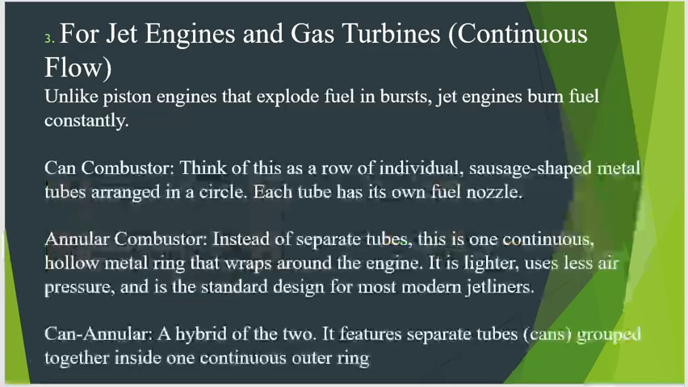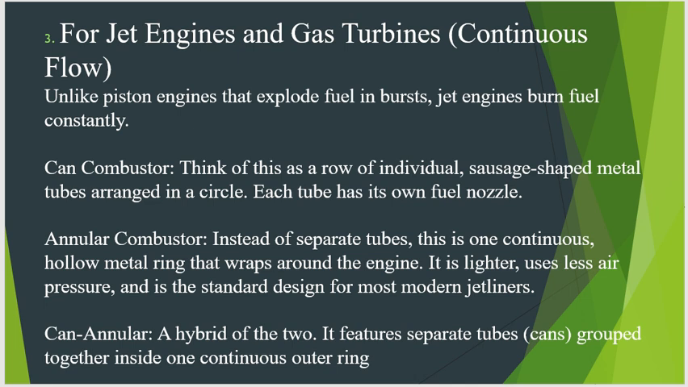Now we can also discuss jet engines and gas turbine engines. These are the engines used in aircraft, right? Unlike piston engines that explode fuel in bursts, jet engines burn fuel constantly. Now the types are, we have the can combustors. Think of this as a row of individual sausage-shaped metal tubes arranged in a circle. Each tube has its own fuel nozzle.